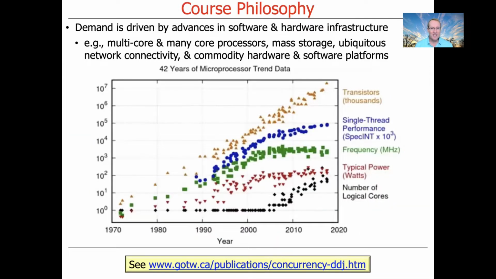So what is driving this demand for software developers who understand concurrency? Well, this demand is driven largely by advances in software and hardware infrastructure. In particular, the growth of multi-core and many-core processors. There's other dimensions here too, like high-speed networks and mass storage and commodity hardware and software platforms. But really, it's an interesting twist of Moore's law. So if you weren't aware, Moore's law is something that's been around for over 50 years at this point. And basically, in a nutshell, it says that every 18 to 24 months, the number of transistors available on a chip will double. And that's been going on for a long time.